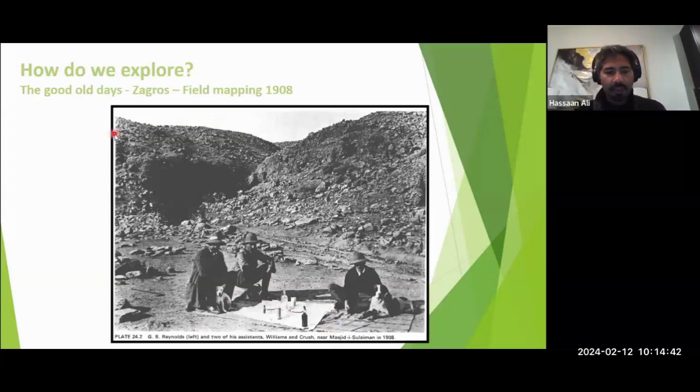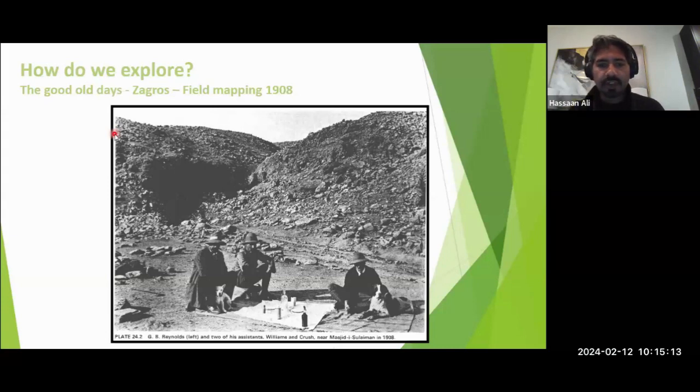How do we explore? This is an example from 1908 with the very early explorers, where the pioneers were trying to find oil and gas using very basic methods, just like how we sometimes use such methods in some areas of developing countries for finding water. Very initially, they were using field mapping. What they were trying to do was find cap rocks.